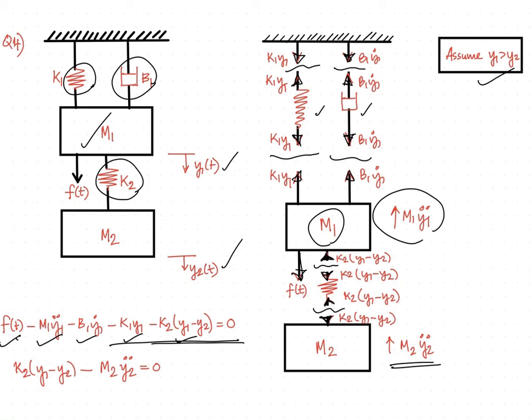Now coming to M2, K2 into y1 minus y2 is positive, whereas M2 into y2 double dot is negative. Here also the total force acting on M2 under dynamic equilibrium is 0. Using these two equations, which are in the time domain, and converting them into the S domain, we can find the transfer function. The results are given in the lecture handouts under the session Transfer Function of Mechanical Systems.